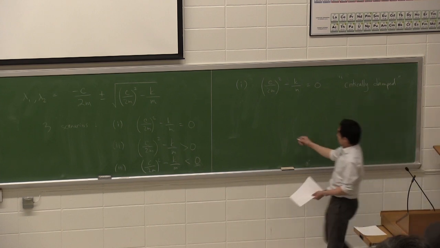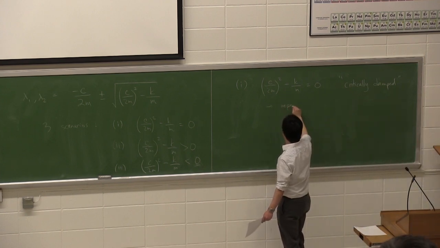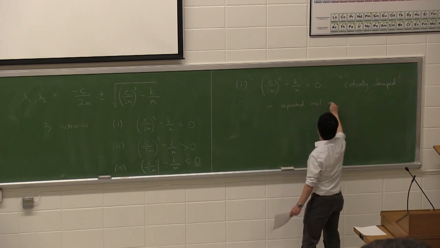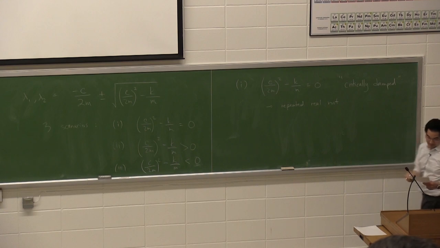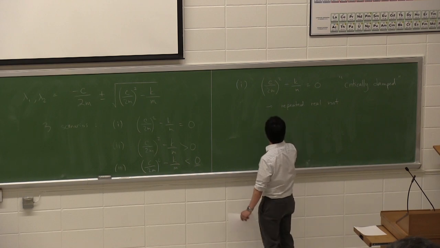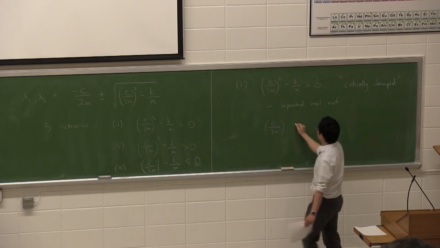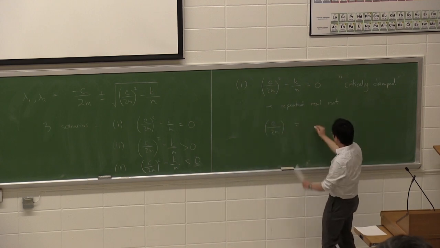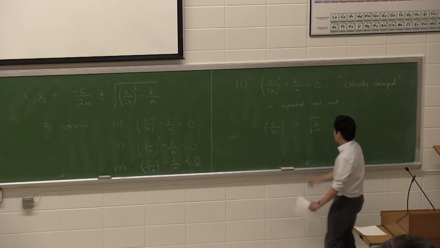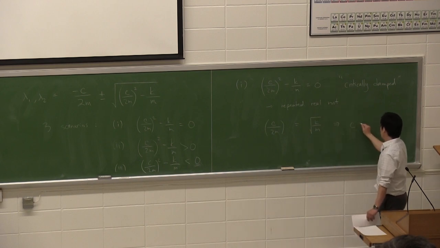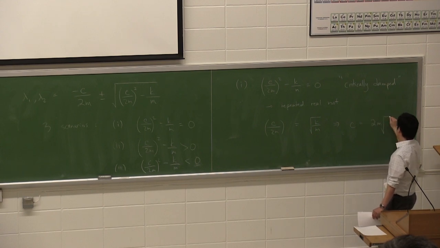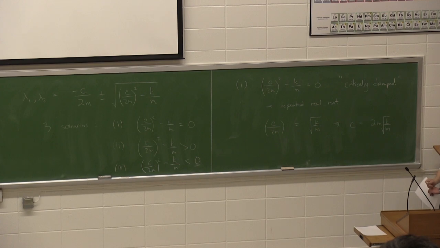OK? So we have exactly what I said. We have a repeated real root. You can actually solve for this particular equation by doing the following. I could rearrange this and say that c over 2m must therefore be, move the km over on that side, square root of k over m. In fact, that means that c is 2m times the square root of k over m. And in other words, this is 2m omega n.